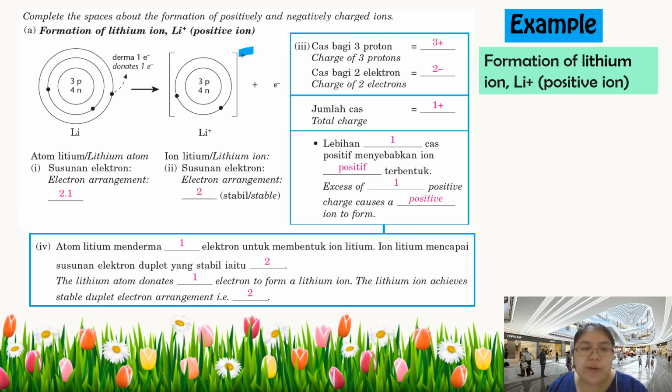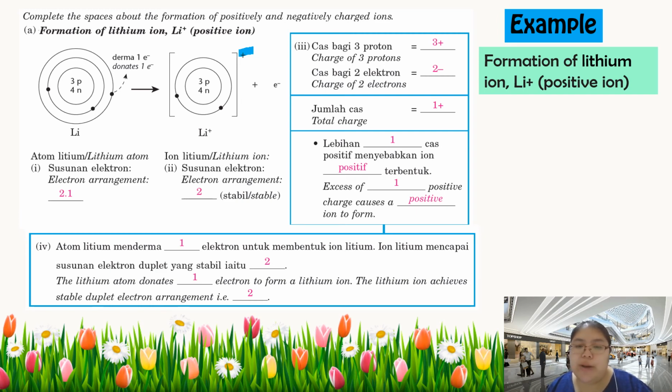From here, we can say the electron arrangement is 2, 1, and after donating it becomes 2. Now the charge of the protons is 3; we never change anything. The charge of the electrons becomes 2 negative. Why? Because 1 more has already been taken out. So the total charge is actually 3 positive minus 2 negative, because you donated one.